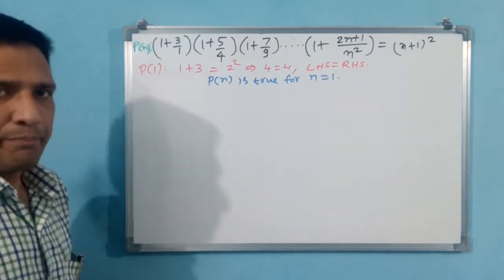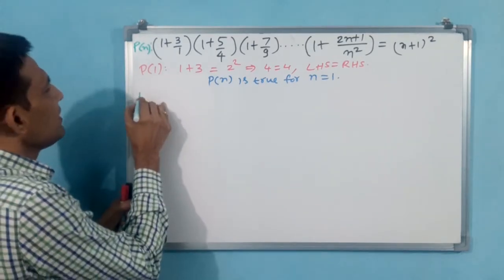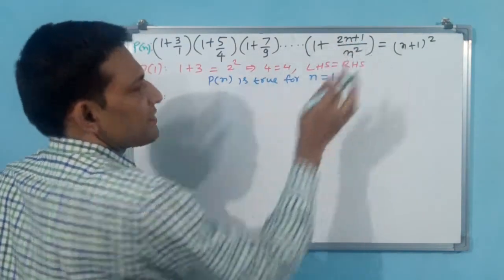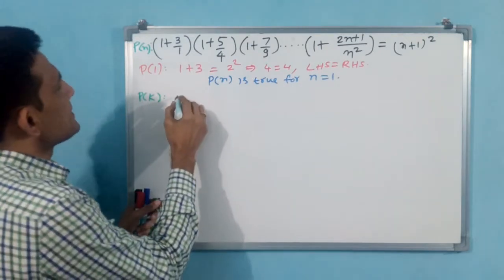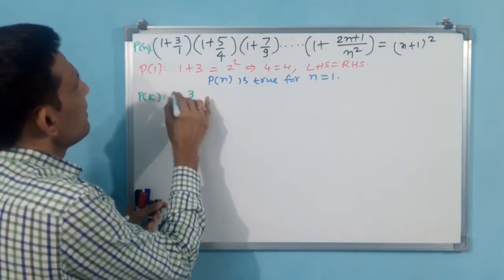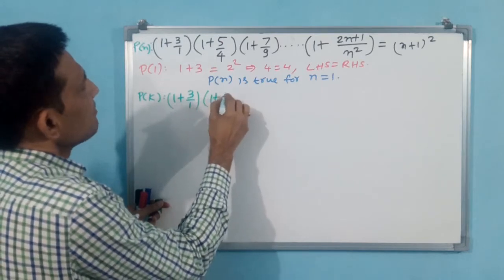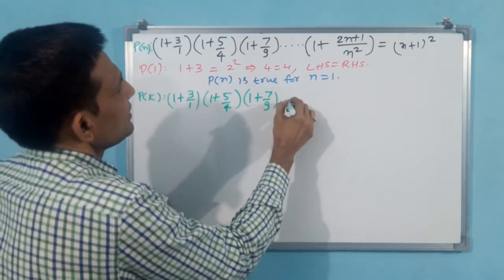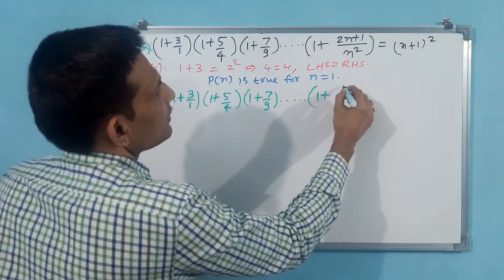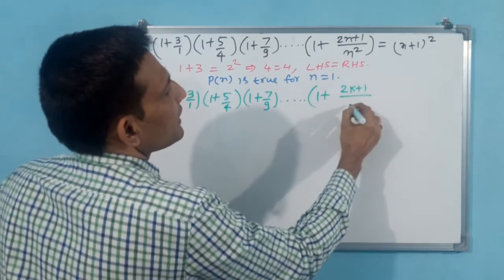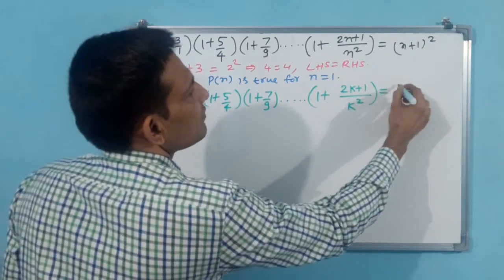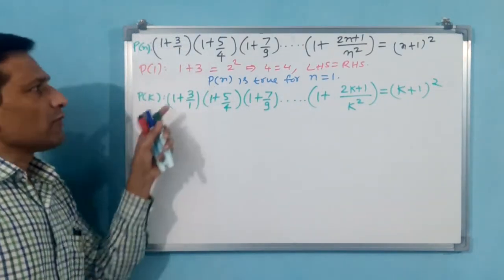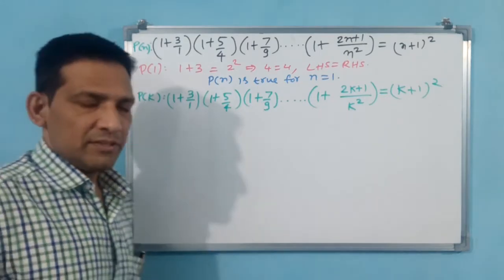Let us do P of k. Simply copy this Pn but replace n with k. 1 plus 3 by 1 into 1 plus 5 by 4 into 1 plus 7 by 9 into 1 plus 2k plus 1 by k square is equal to k plus 1 whole square. You see, I have replaced n with k. The same series is going to repeat.